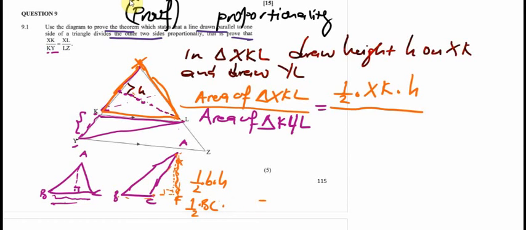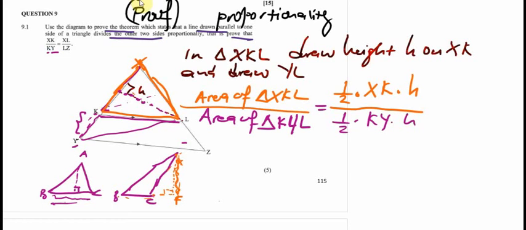Okay, I'm just going to remove this. The height just shows the perpendicular length between the base and the height, not a slant height. Fine. So now we're just going to say it's half times the base. The base is of course KY, for this triangle, times the height, which is h. As you can see, things just cancel out over here, so this one cancels with this and this one cancels with that. So what we are left with is XK all over your KY. So that's what we want, by the way. Now I'm just going to remove this.